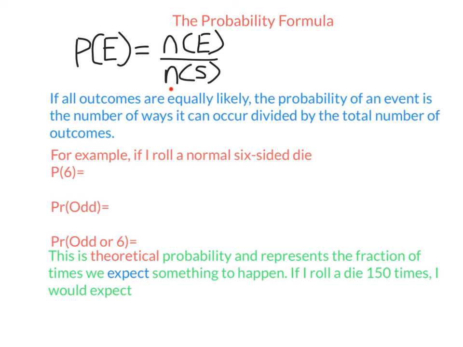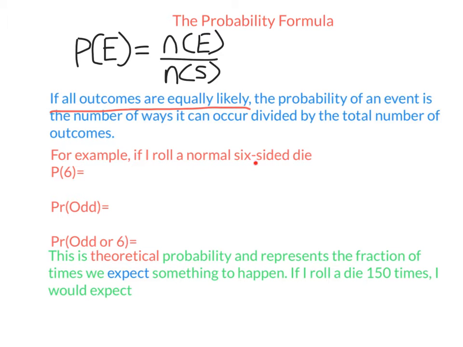Note this NS means number in the sample space. The sample space is the list of outcomes. So you can only use this formula when all outcomes are equally likely. For example, you can't say, okay, I could get an A on my maths test or not get an A, so therefore the probability of getting an A is a half. That doesn't work because getting an A and not getting an A are not equally likely events. You can only use this formula when all events are equally likely.